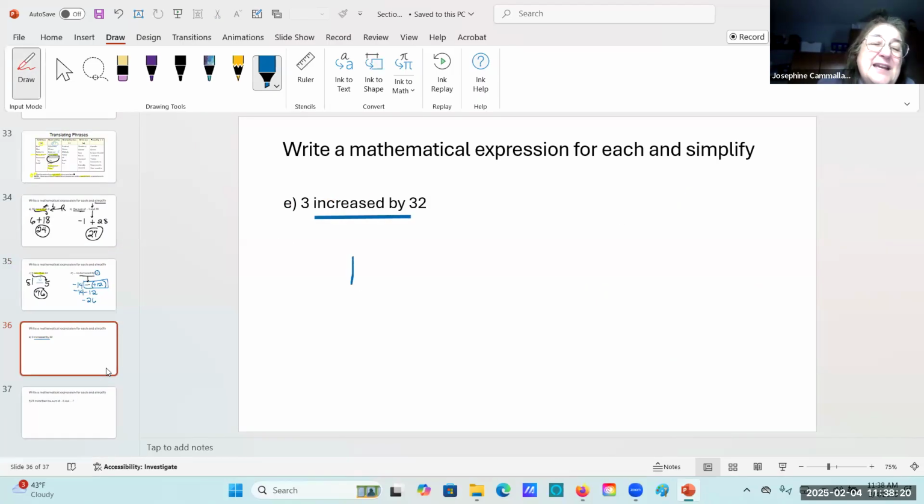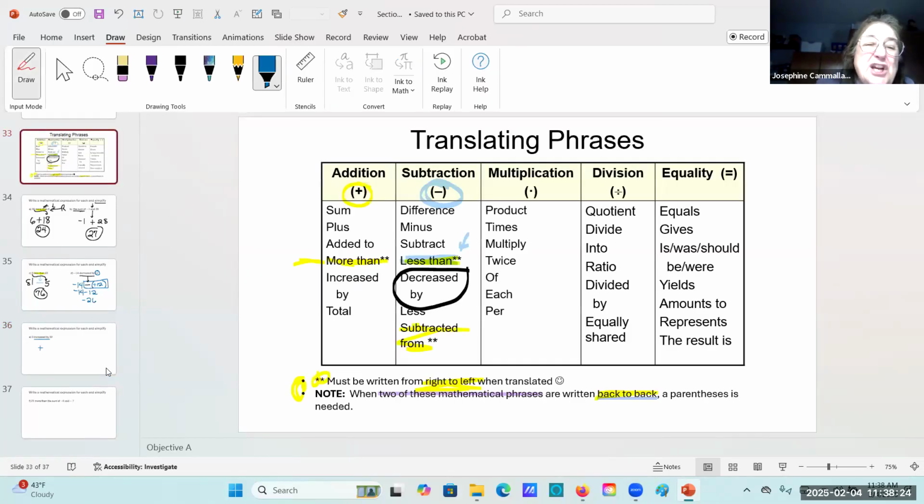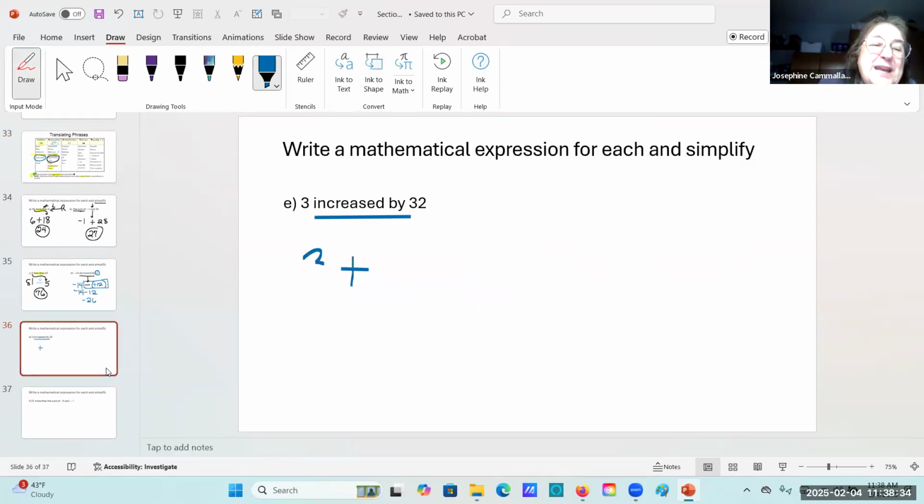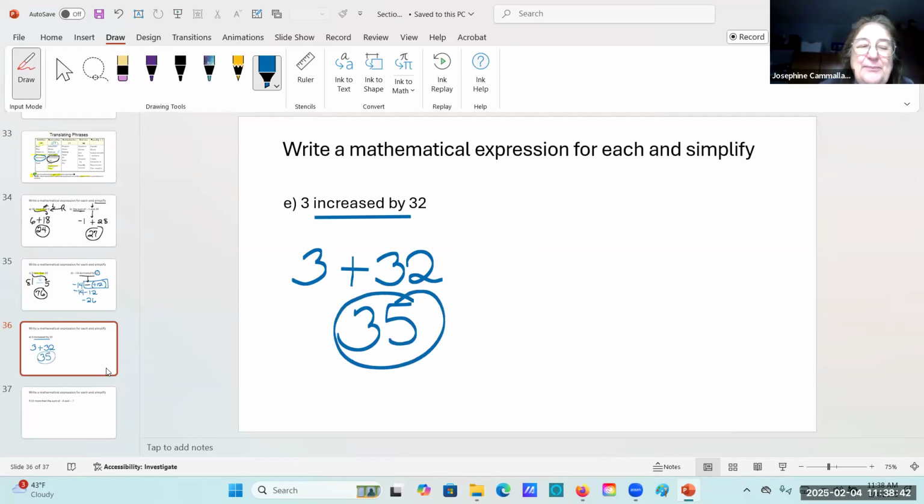Increased by is plus. But if we go back to my chart, increased by does not have any little asterisks after it. So that means 3 increased by a positive 32. Answer is 35.